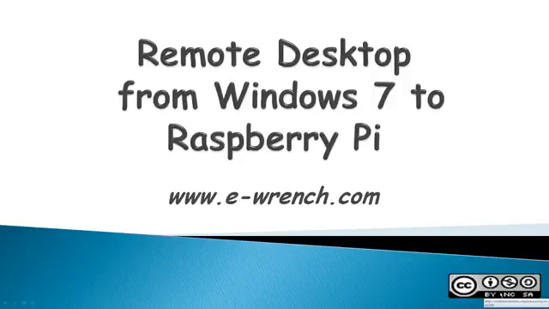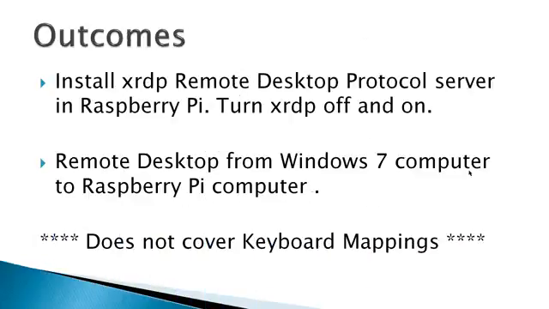Hello, my name is Mike Rayner, and this video is how to remote desktop from Windows 7 to Raspberry Pi. The outcomes for this video would be to install XRDP Remote Desktop Protocol Server in Raspberry Pi, and then show you how to turn XRDP off and on. Then remote desktop from a Windows 7 computer to the Raspberry Pi computer.